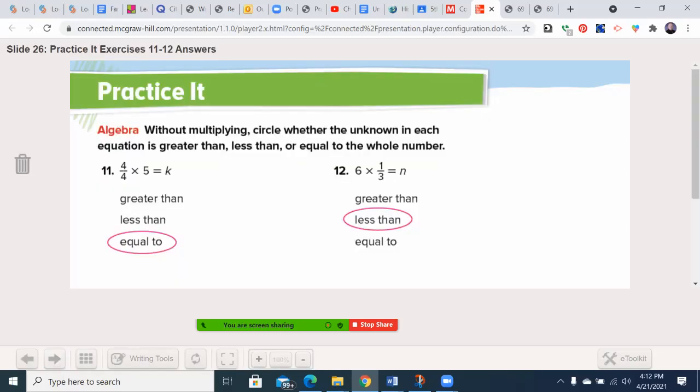Equal, ding, ding, ding! Because 4/4 is the equivalent of 1. If you give me a pizza with 4 slices, I eat all 4. I ate the whole thing. So that is an equal. And then because 1/3 is less than 1, it's less than.